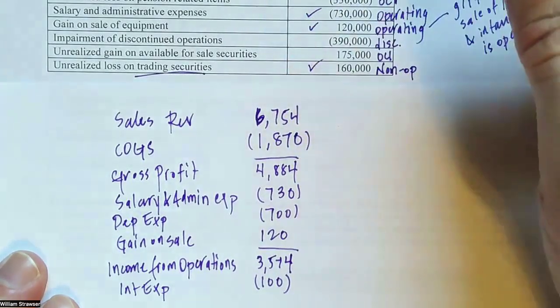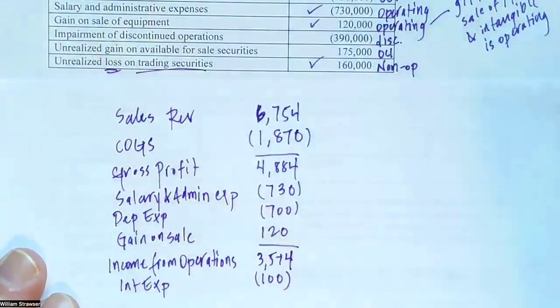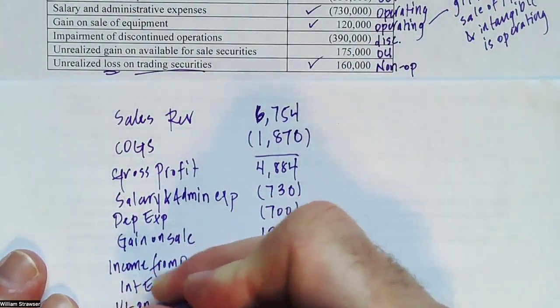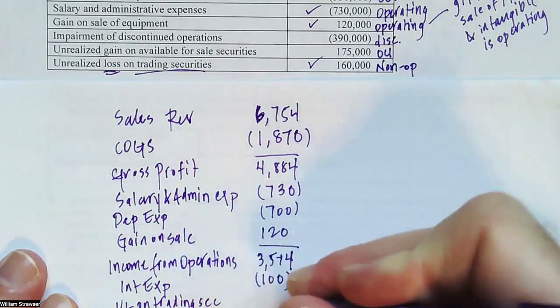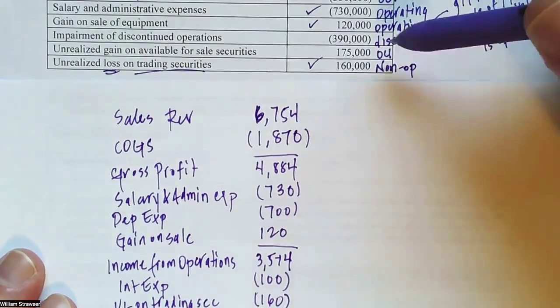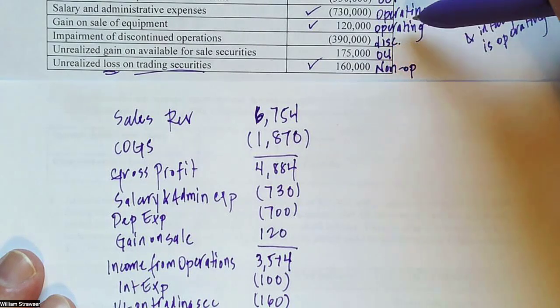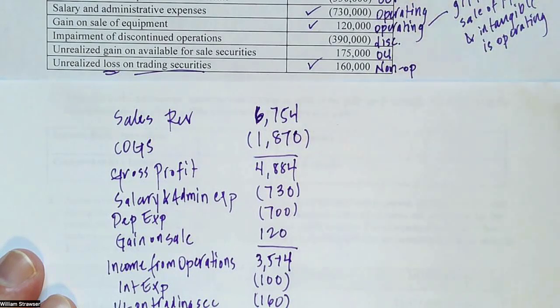And this trading securities, which is a gain. Oh, sorry, it is a loss. I don't see how it's mislabeled. It is a loss. So we have an unrealized loss on trading securities. That also should be incorporated. And that is for 160. Scan through and see if there's anything that we missed. No, so that's OCI, that's discontinued. OCI, discontinued. It looks like we have it all.